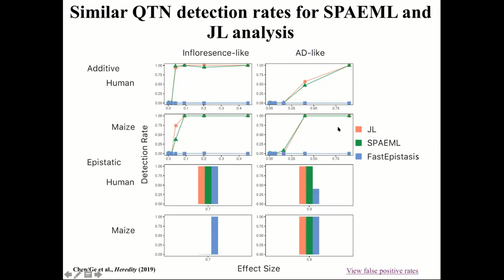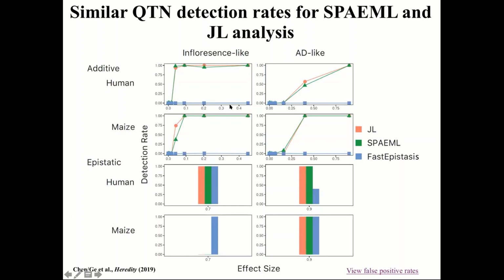The first 2 rows show the results for the additive QTN. The bottom 2 rows show the results for the epistatic QTN. For each graph, your x-axis is the effect size of your QTN, and your y-axis is the proportion of times out of 100 simulated QTN that a given model identifies the QTN.